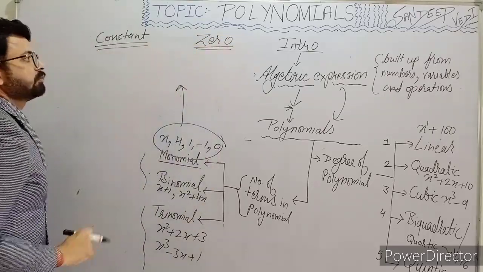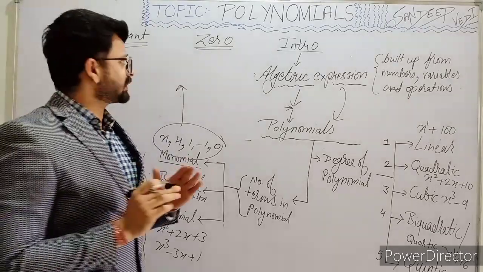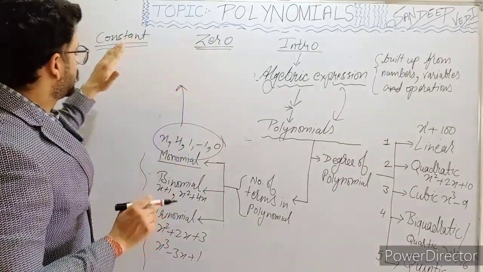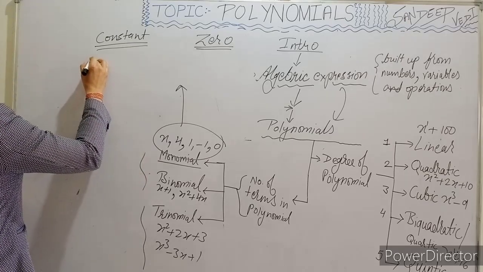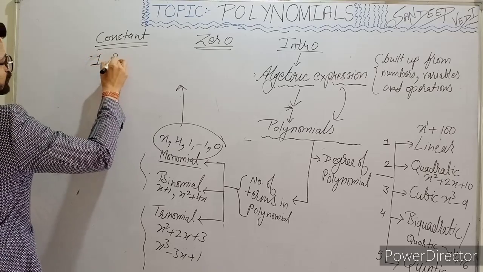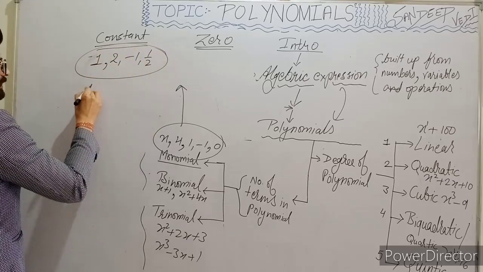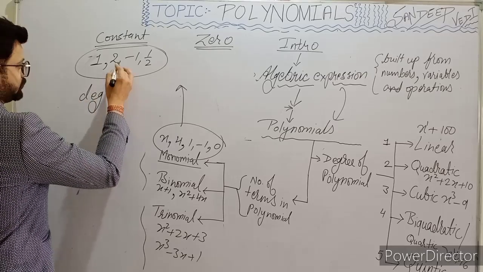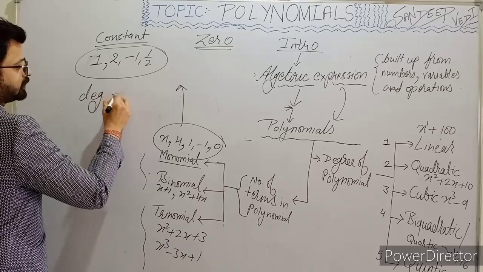Guys, these two polynomials are very important. I am telling you, whenever questions come in competition exams, most of them are on the zero polynomial. So what is the constant polynomial? Any constant number which we write, like 1, 2, minus 1, 1 upon 2. All these are constant polynomials, and the degree of a constant polynomial is always 0.